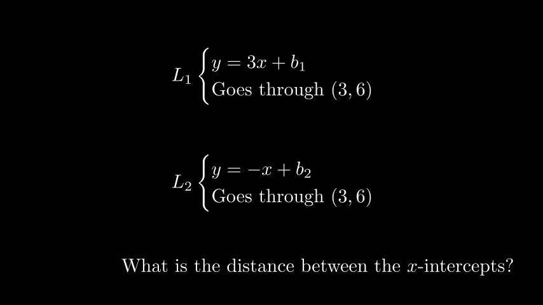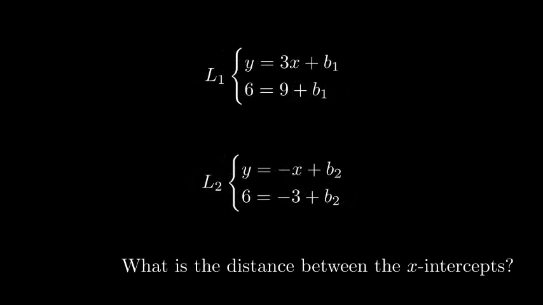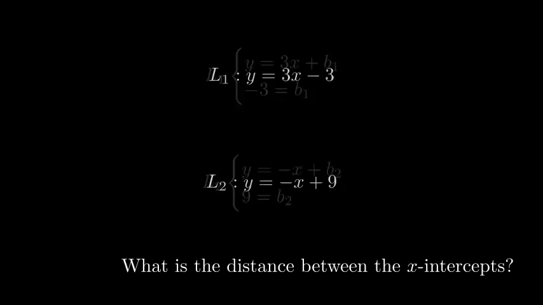So we also know that both lines go through (3, 6). A point being on the line means that if you plug that point into the line equation, you'll get something true. So let's just plug in x equals 3 and y equals 6 and see what we get. With these two equations, we can solve for b1 and for b2. Now that we have b1 and b2, we now have the full line equation for both lines.